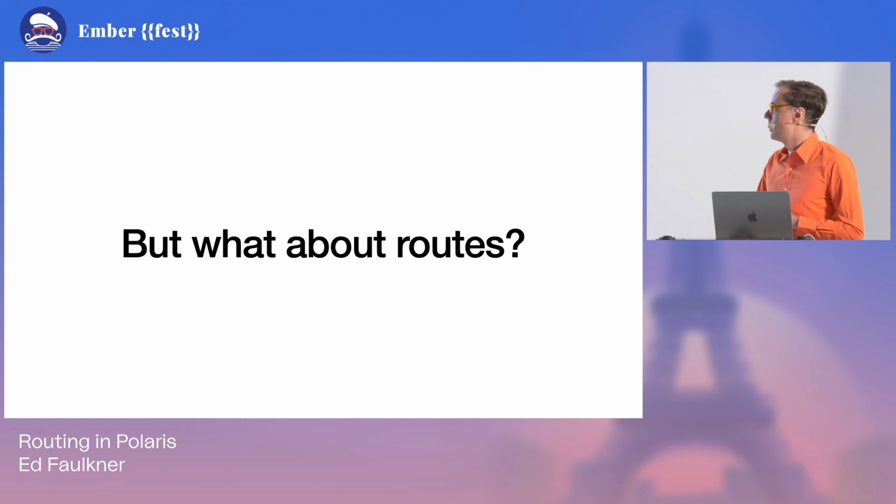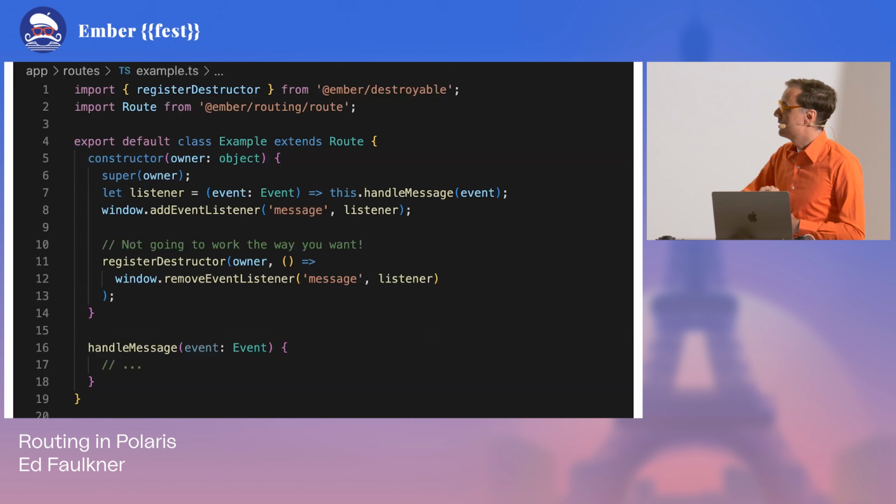So if routes are resources and they work with this system, you would expect a pattern like this to work. This is the same kind of idea we've been showing with register destructor. In this example, we're assuming our route here, when it's constructed, we're going to add an event listener. When it's destructed, we're going to remove that listener. This seems like a pattern that should work. It should give you an event listener while you're in this route. It doesn't work the way you'd want.